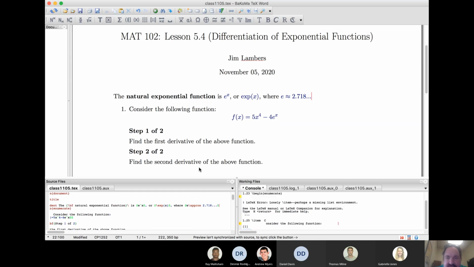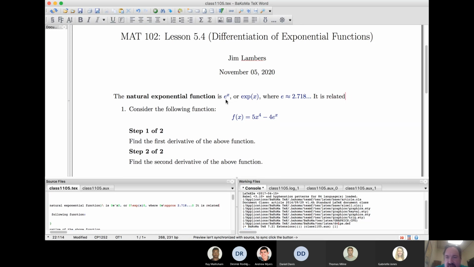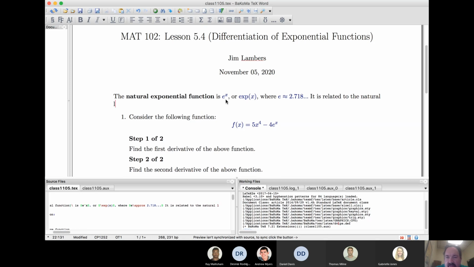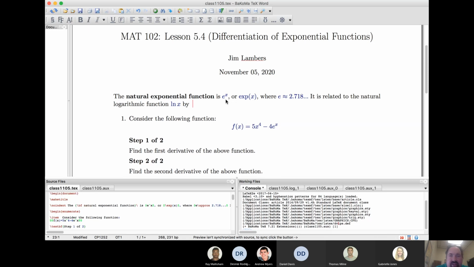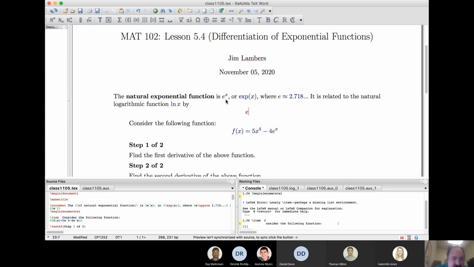And that is the base of the natural exponential function. And it's also the base of the natural logarithmic function. So it's related to the natural log function ln x by the following. They cancel each other out, just as squaring and square root cancel each other out. So e to the natural log of x is just x.